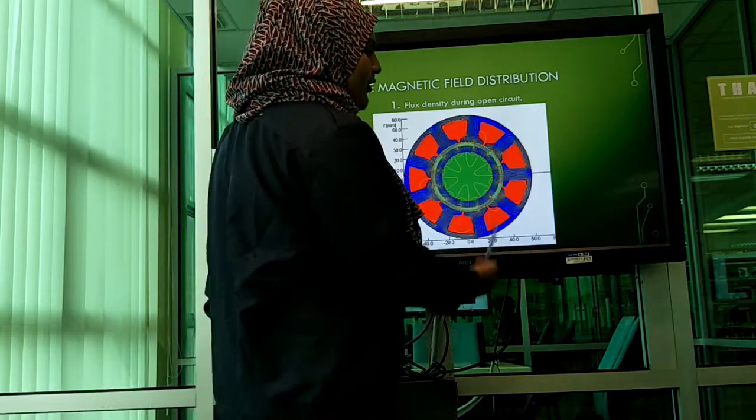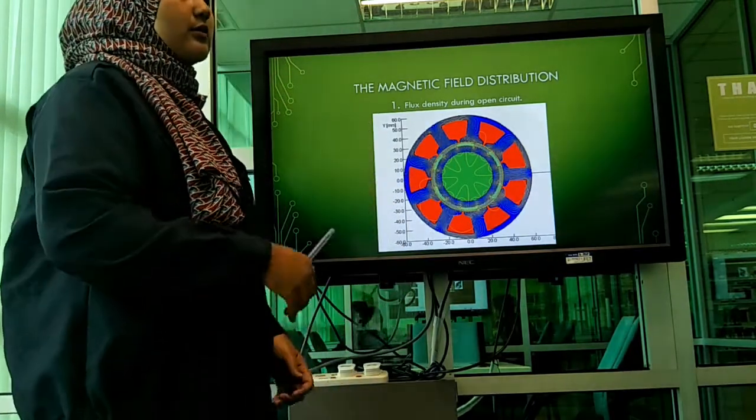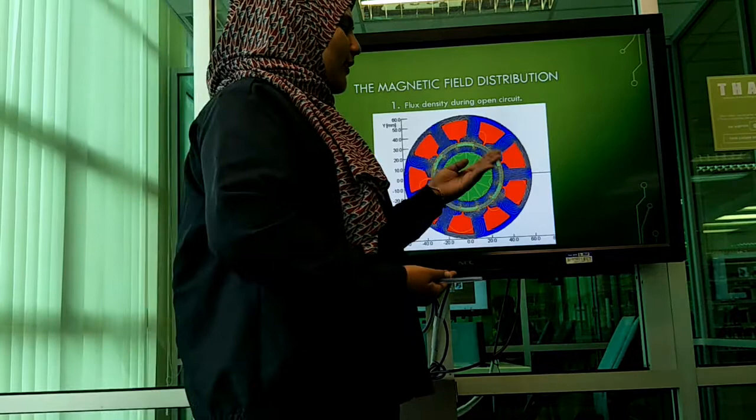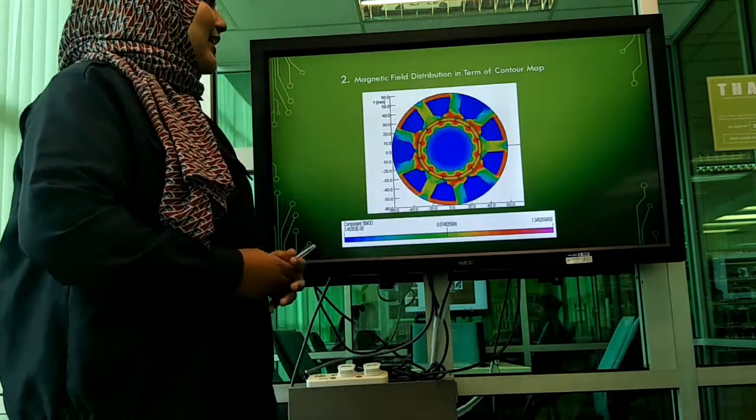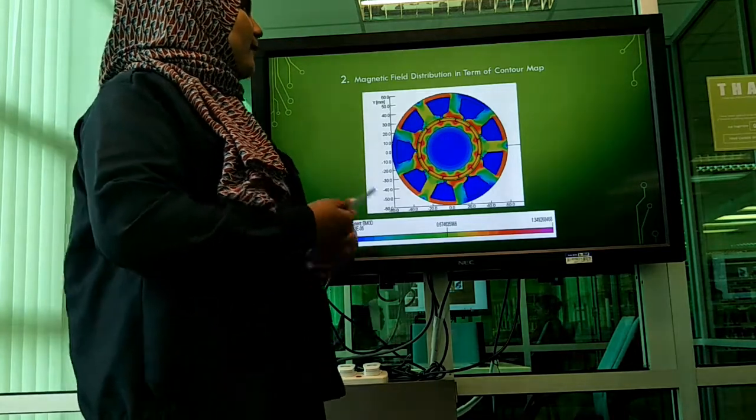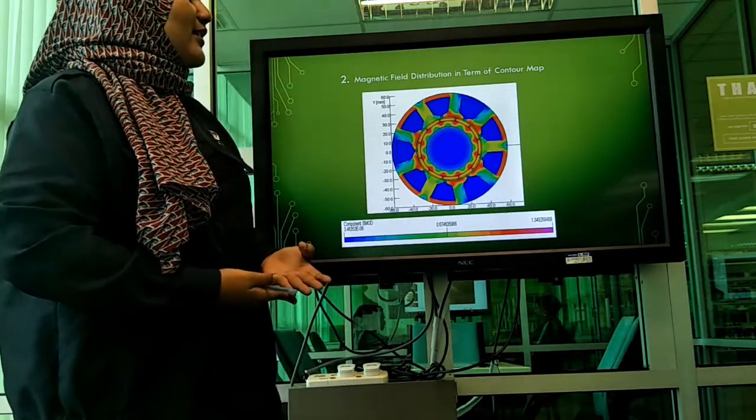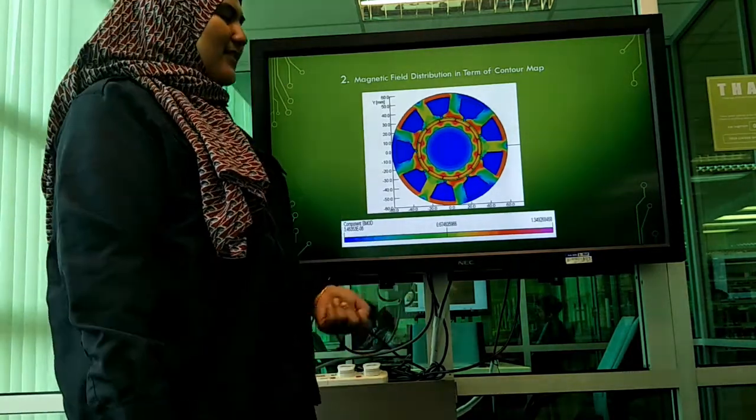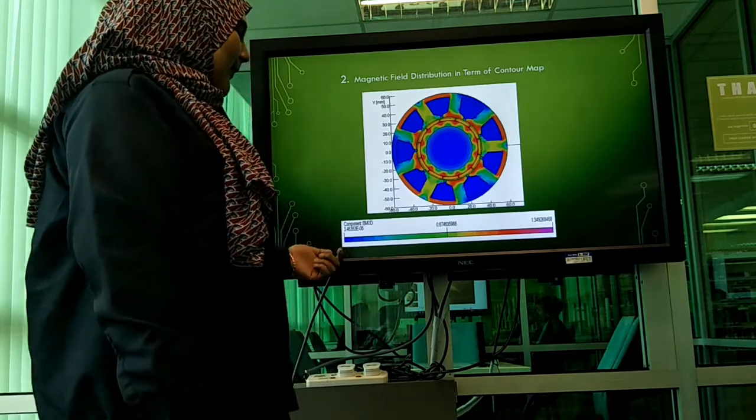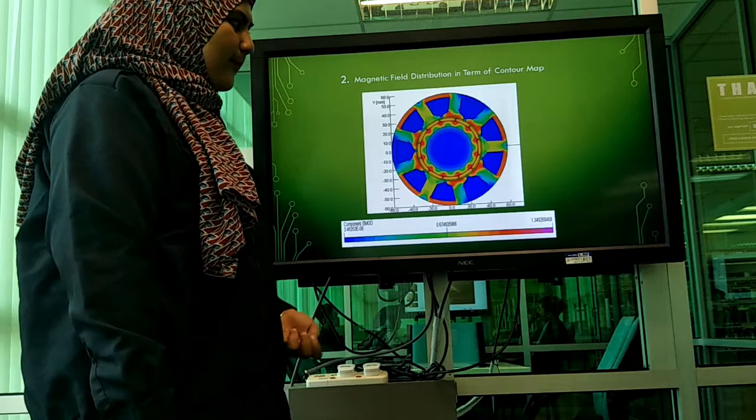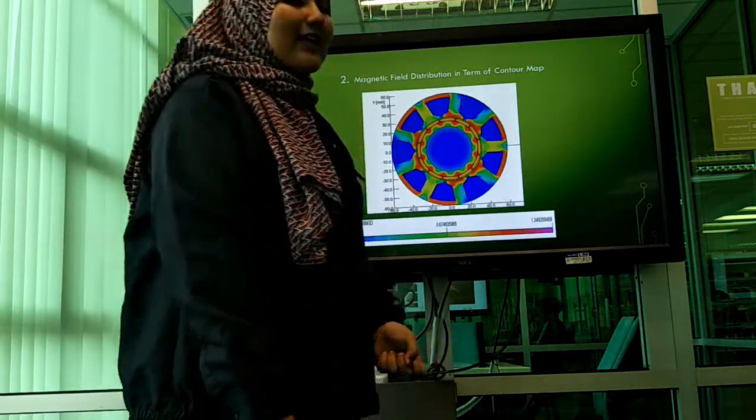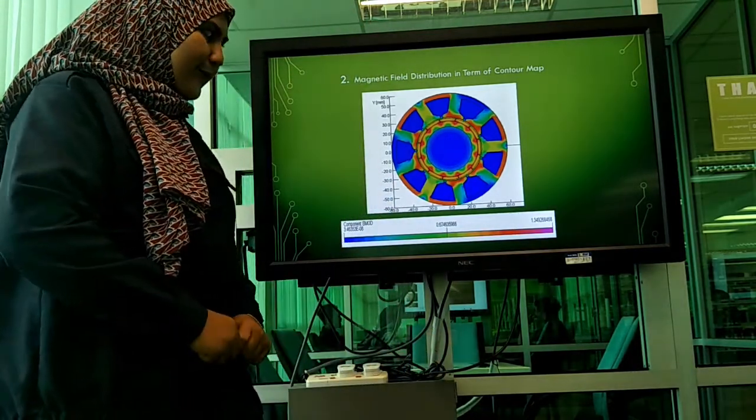Magnetic field lines naturally bunch together to show where the strongest magnetic field appears. Okay, next I will explain the magnetic field distribution in terms of the quantum map. From this indicator, we can see that the blue one is the lowest flux density in the motor and the purple one is the highest flux density in the motor.